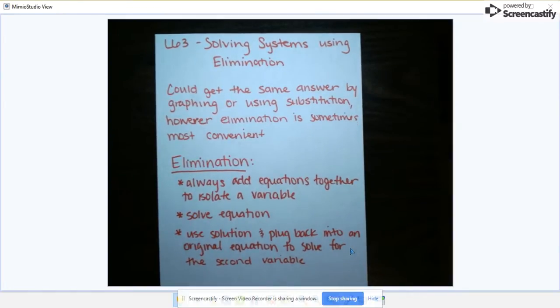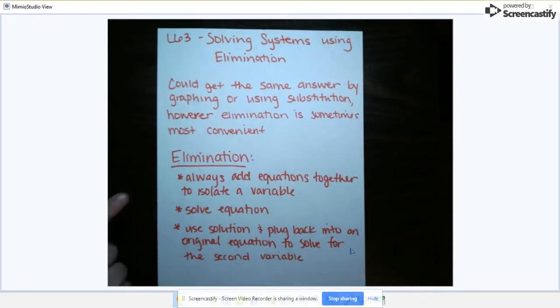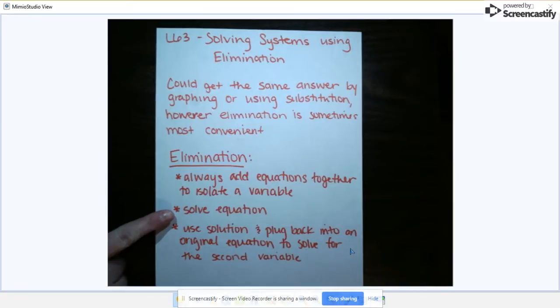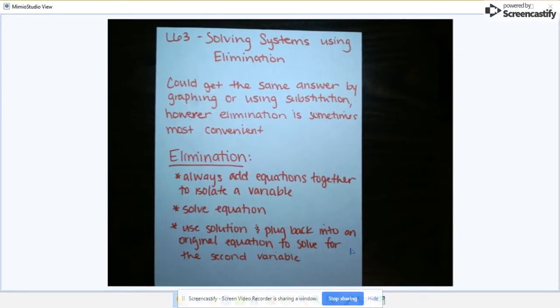So our goal is going to be to add our two equations together, and one of our variables will cancel off. Okay. Once you isolate that variable, you're going to solve that equation that's left over, and then you're going to use that solution from step 2 and plug it into the original equation to get your second variable. Now, it's going to make a lot more sense when we look at our example.